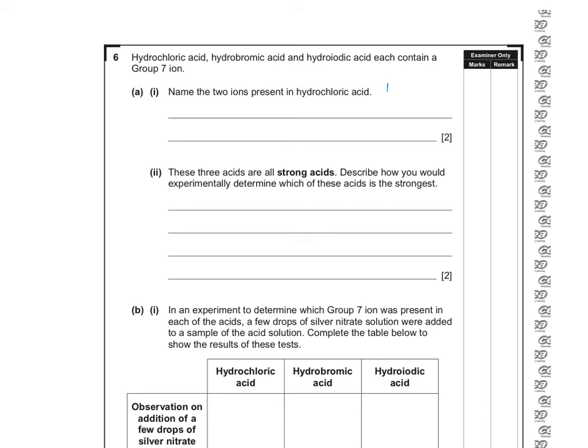Hydrochloric acid is HCl, and when hydrogen chloride dissolves in water, it forms hydrochloric acid. And what happens is that it dissociates or ionizes into the ions. So you've got H plus ions and chloride ions. Okay, strong acid. Well, strong acids are acids that completely ionize in water.